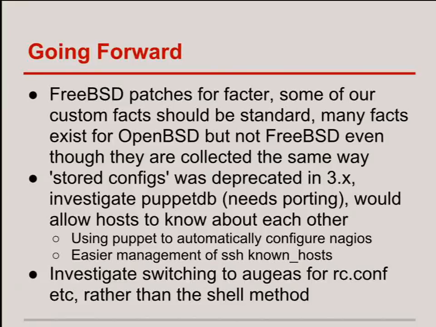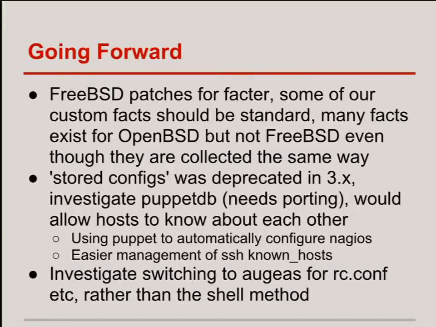Anyway, stored configs are a big thing we're looking at. Basically, this means the Puppet master has a copy of the config from each of the agents when you create them. They had an ActiveRecord way to store that in a database. But they deprecated it in 3, and basically, the only way to do that is PuppetDB, which is a big Java thing that doesn't have a working port, last time I tried.